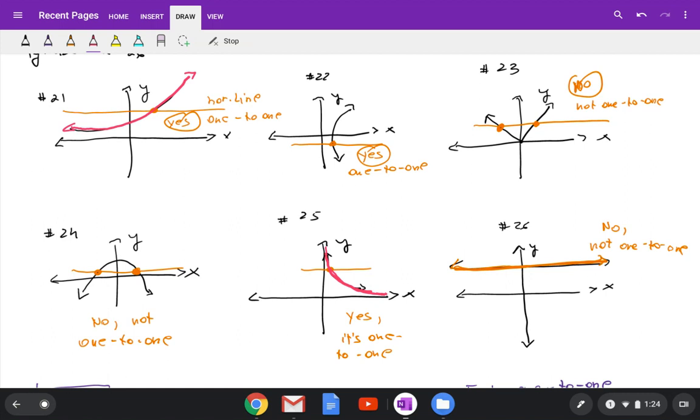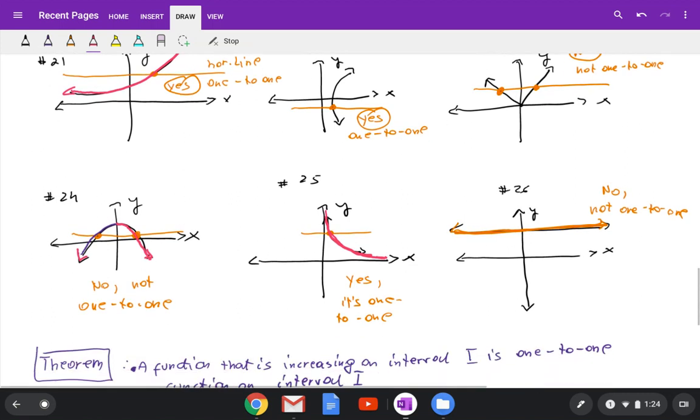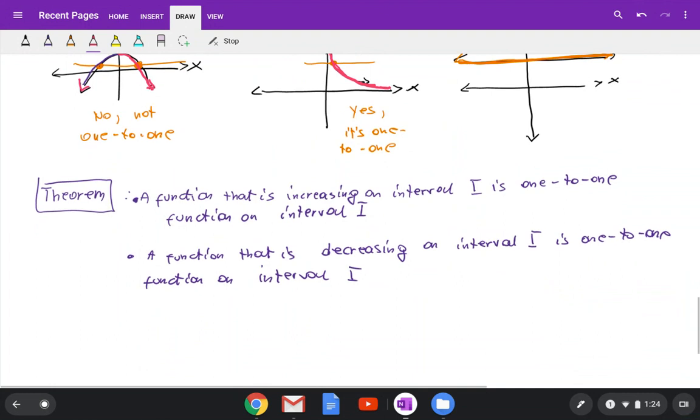Just quickly going back to 24. Look at your graph on 24. This is a quadratic function. Look what happened. This quadratic function increases, and there is a change at the vertex from increasing to decreasing. So when your function changes behavior from increasing to decreasing, or decreasing to increasing, it will never be one-to-one. So that's what the definition explains.